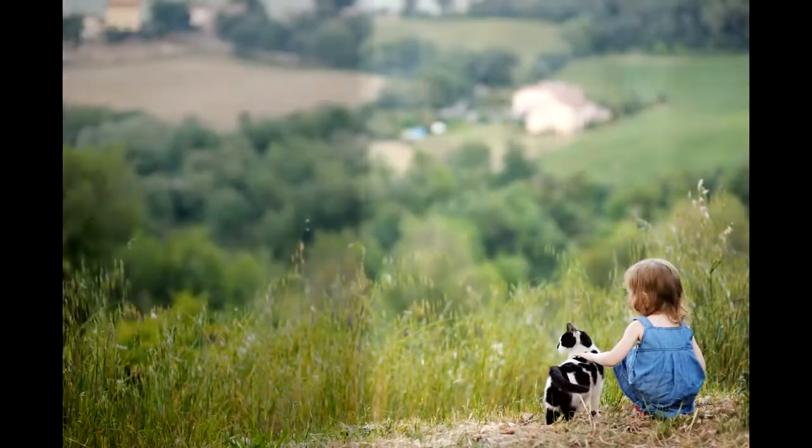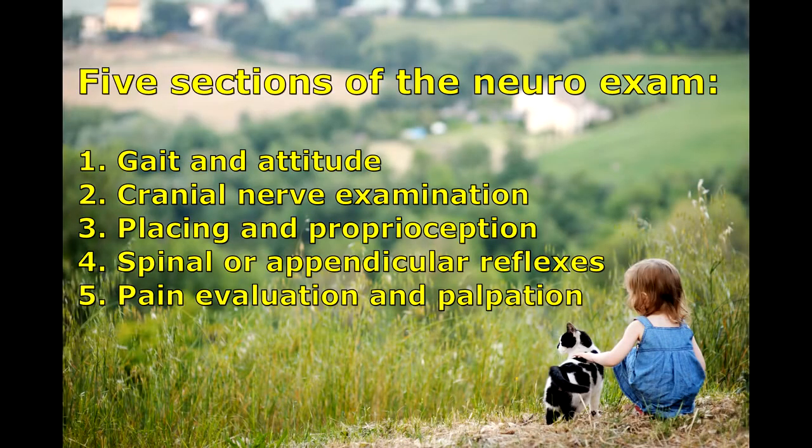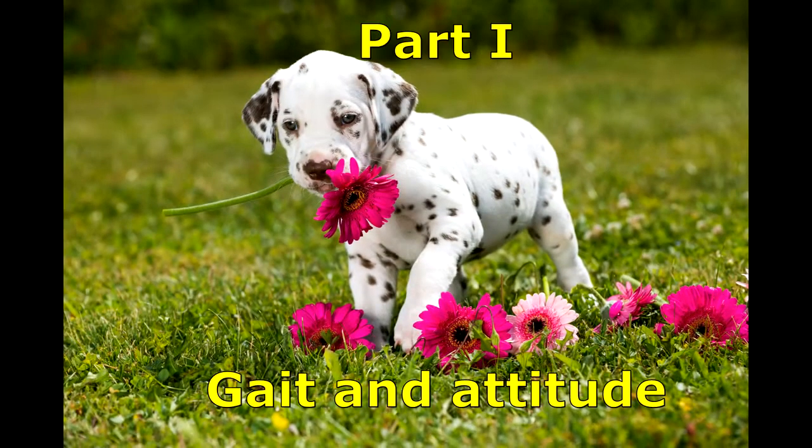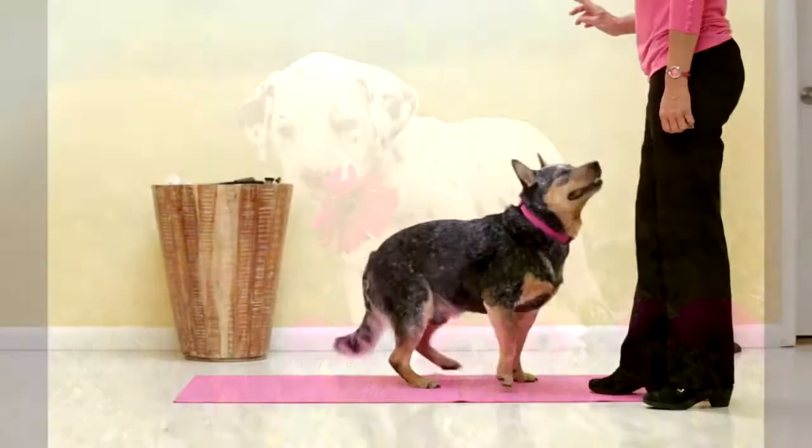The neurological exam consists of 5 sections: gait and attitude, cranial nerve examination, placing and proprioception, spinal or appendicular reflexes, pain evaluation, and palpation. Each will be visited in this video. Let's take a look at gait and attitude.